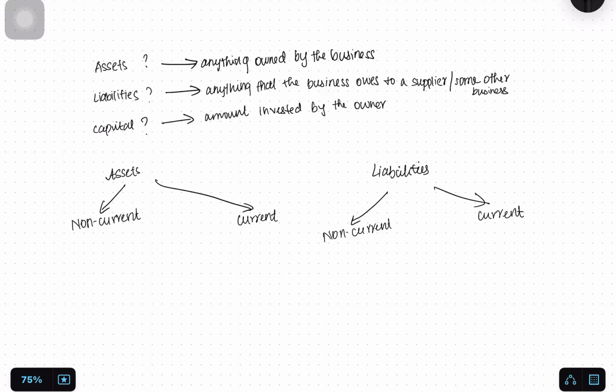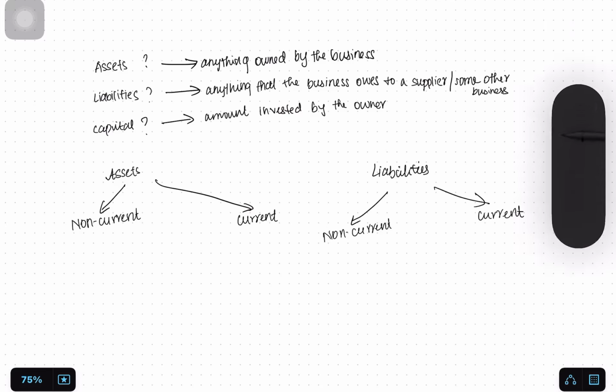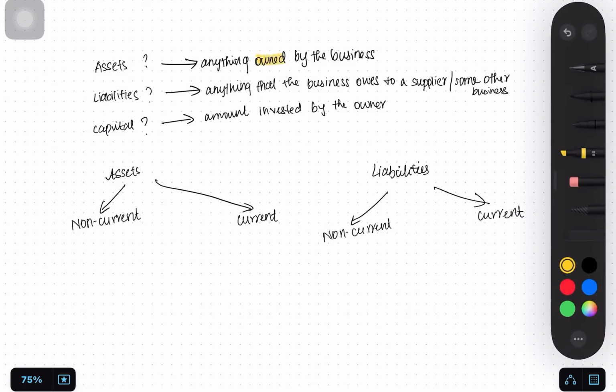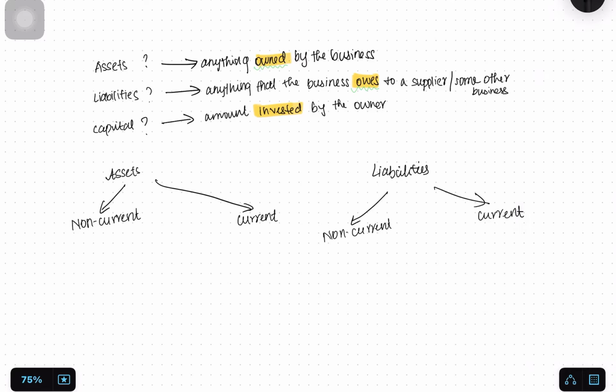Okay, so we know that assets are anything that is owned by the business. Liabilities is anything that the business owes. So the business is liable to pay someone else. It can be a supplier, it can be a customer, or even some other business. And capital is the amount invested. So we have to make sure to identify the difference between owned and owes. It's very important.